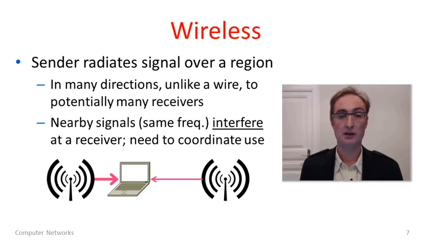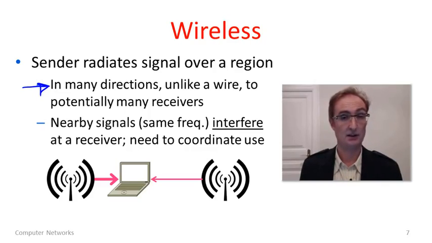And the third kind of media that we'll look at is wireless. Wireless is fundamentally different than wires and fiber optic in one important respect. And that is that the sender is radiating a signal in many directions. It's radiating across a region. So the signal, rather than being confined to a wire or to a fiber optic cable, radiates in many different directions.